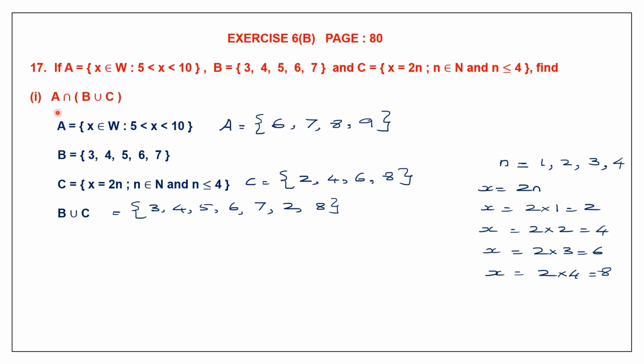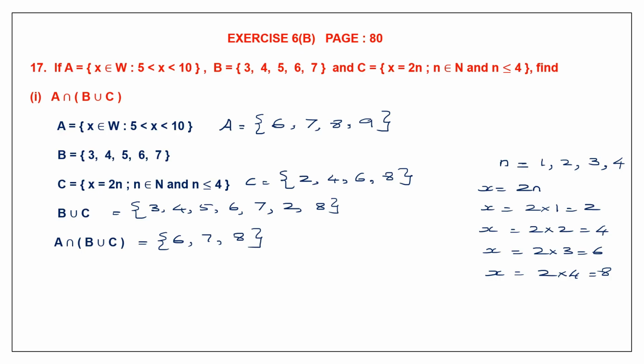Now we have to find A intersection B union C. That means look at all the elements of A, look at all the elements of B union C and see what is common to both. So let's look at the elements of A. 6. We have 6 that is common, 7, 7 is also there, 8, 8 is also there, 9, 9 is not there. So it's just 6, 7, 8. So let's write that A intersection B union C. The elements are simply 6, 7 and 8.